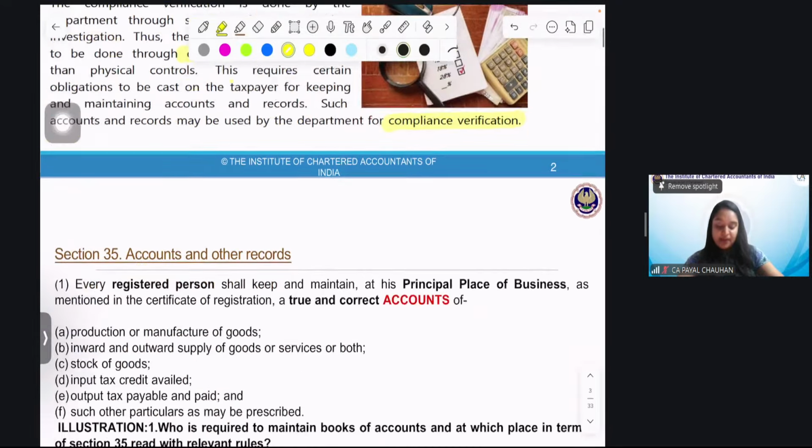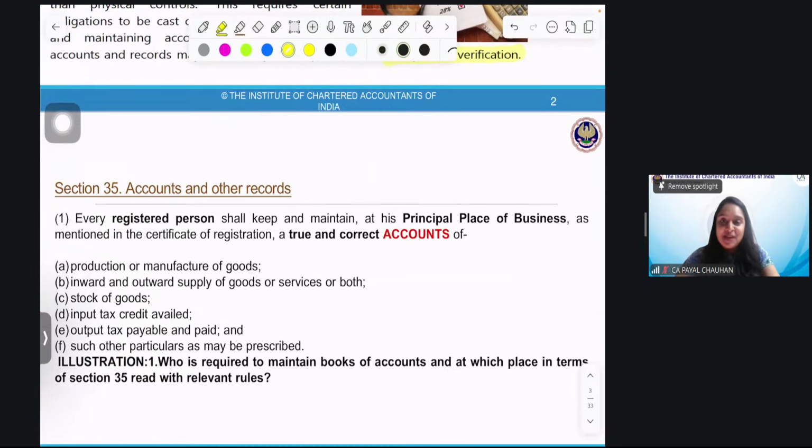Next. Section 35. Okay, my question to you is how many sections are covered in this chapter? Perfect. Can you write the section? I'll be more happy. See, my motive behind the questions is you just learn the section 35 and 36. Perfect. 35 and 36. Which section are we starting with? 35. Very good, very good.